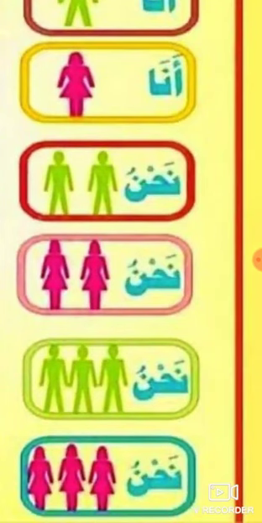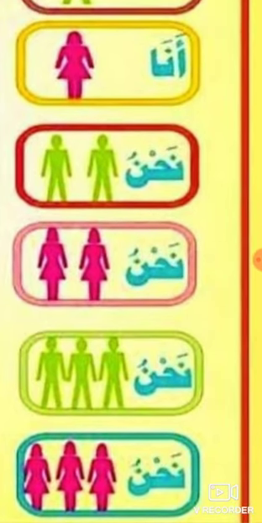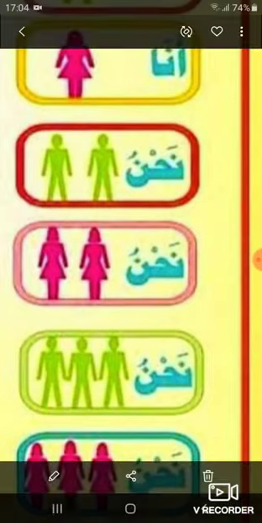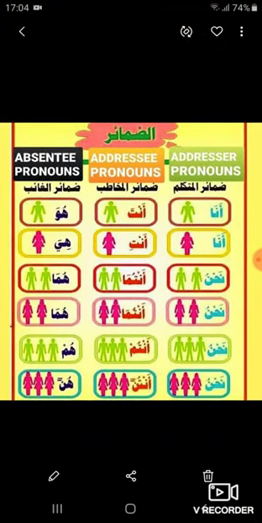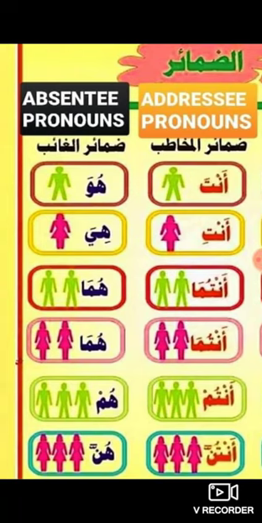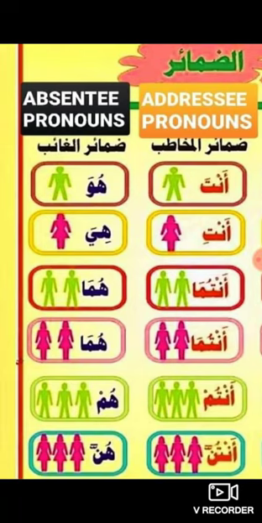Two males, nahnu, we. Two females, again the same thing, nahnu, we. More than two males, nahnu, and more than two females, also nahnu. So the first person is really simple. The addresser pronouns are really simple. The hardest part in Arabic is this one. I'm saying hard just to make you understand that this is kind of easy, but a little bit complicated. You'll understand as I explain.